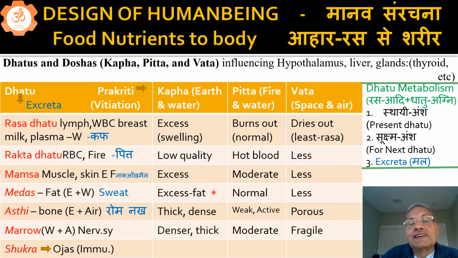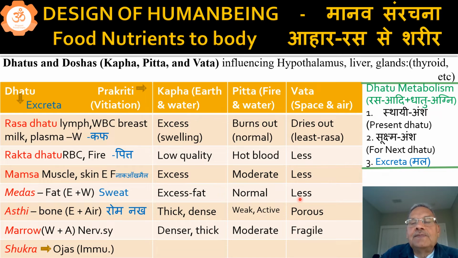This happens in the case of Kapha people, where excess fat is there, while in Pitta people it is normal. And in Vata people, there is less fat. So they feel a little bit anxious. Anxiety is there. They feel stressed out always. Fear is there.